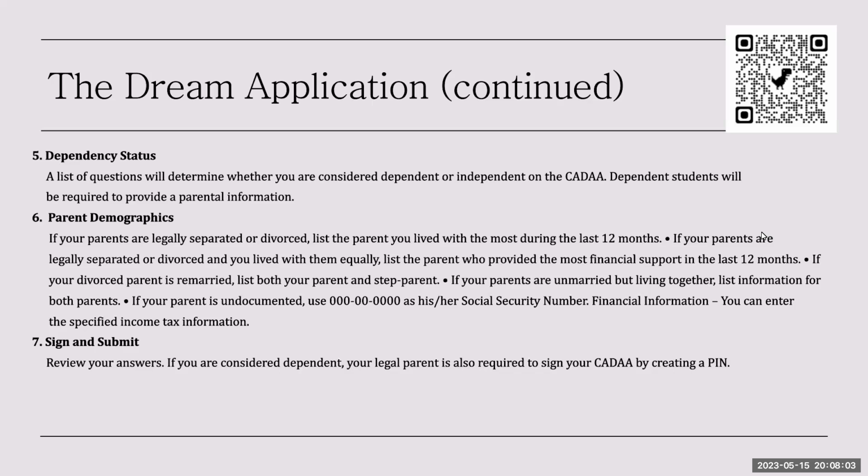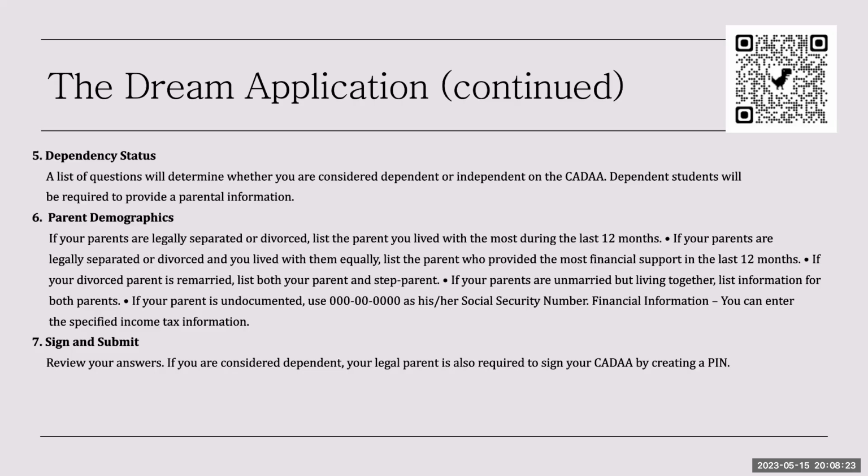Step number 5 involves dependency status, a list of questions that will determine whether you are considered dependent or independent on the CADA. Dependent students will be required to provide parental information, and it can be 1 or 2 parents depending on their marital status, similar to FAFSA.